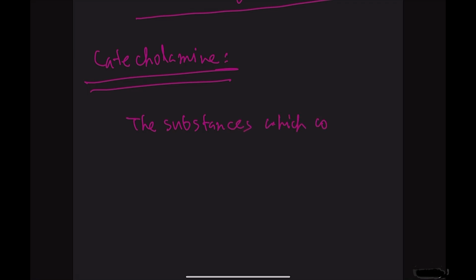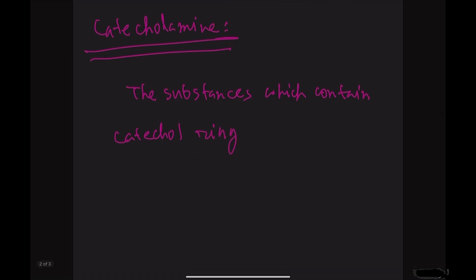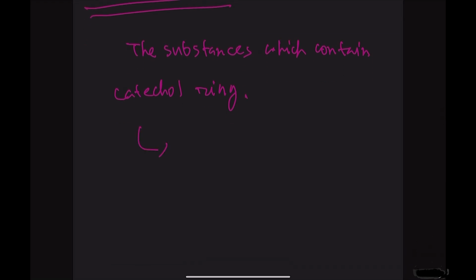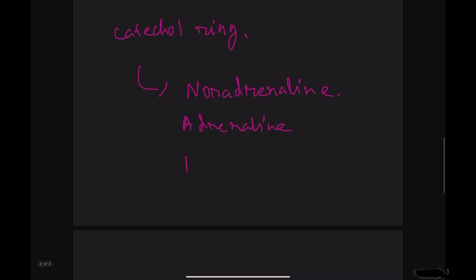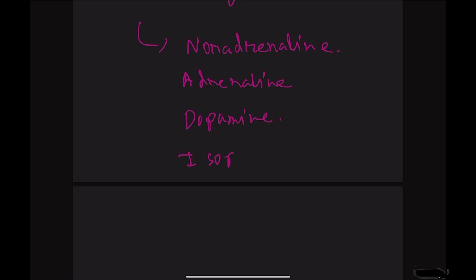which contain catechol ring are called catecholamines. Okay, so what are the catecholamines? So we have four catecholamines: noradrenaline, adrenaline, dopamine, and isoprenaline.